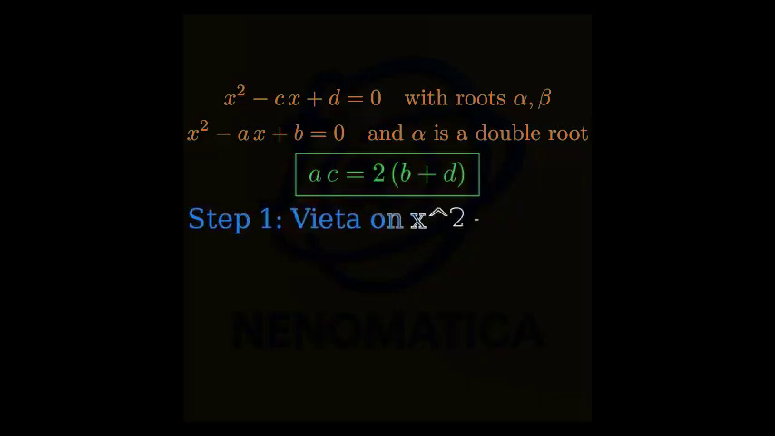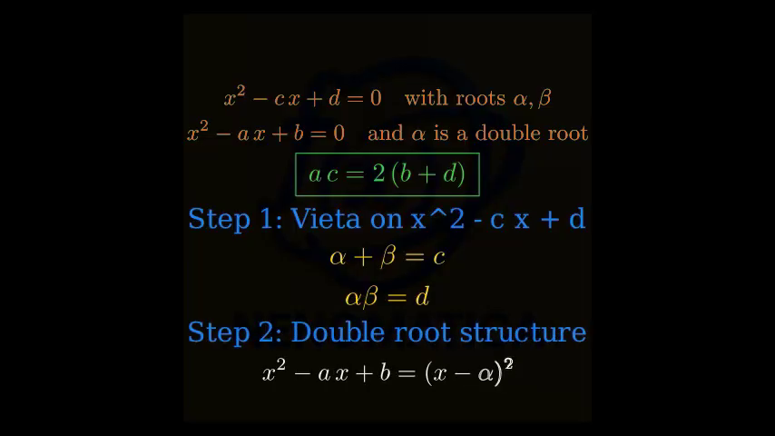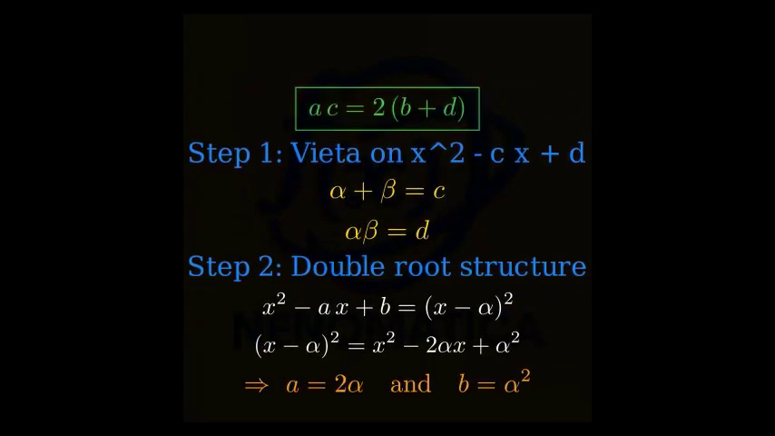Step 1. Use Vieta's formulas on the first quadratic. x squared minus cx plus d equals 0, with roots alpha and beta, the sum alpha plus beta equals c, and the product alpha beta equals d. Step 2. If alpha is a double root of the second quadratic, then the polynomial must equal the square of x minus alpha. So x squared minus ax plus b equals the square of x minus alpha. Expanding and comparing coefficients gives a equals 2 alpha and b equals alpha squared.